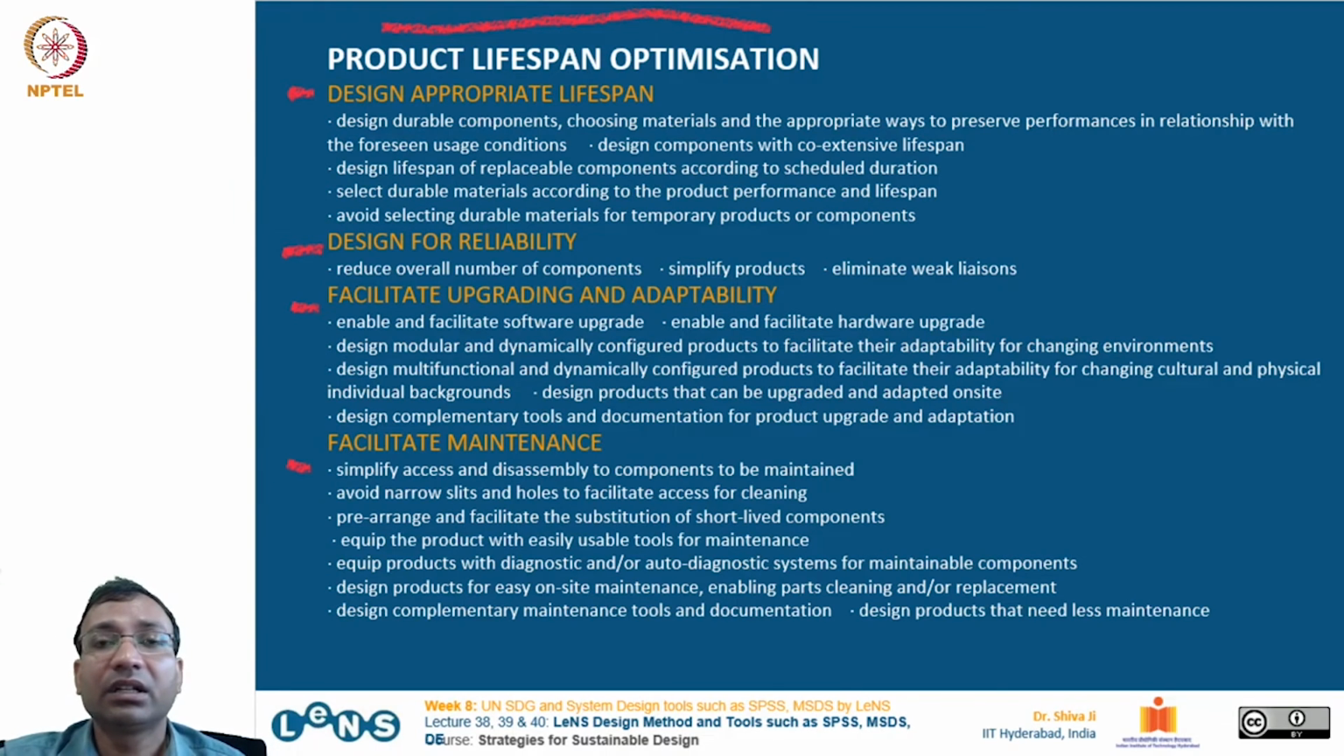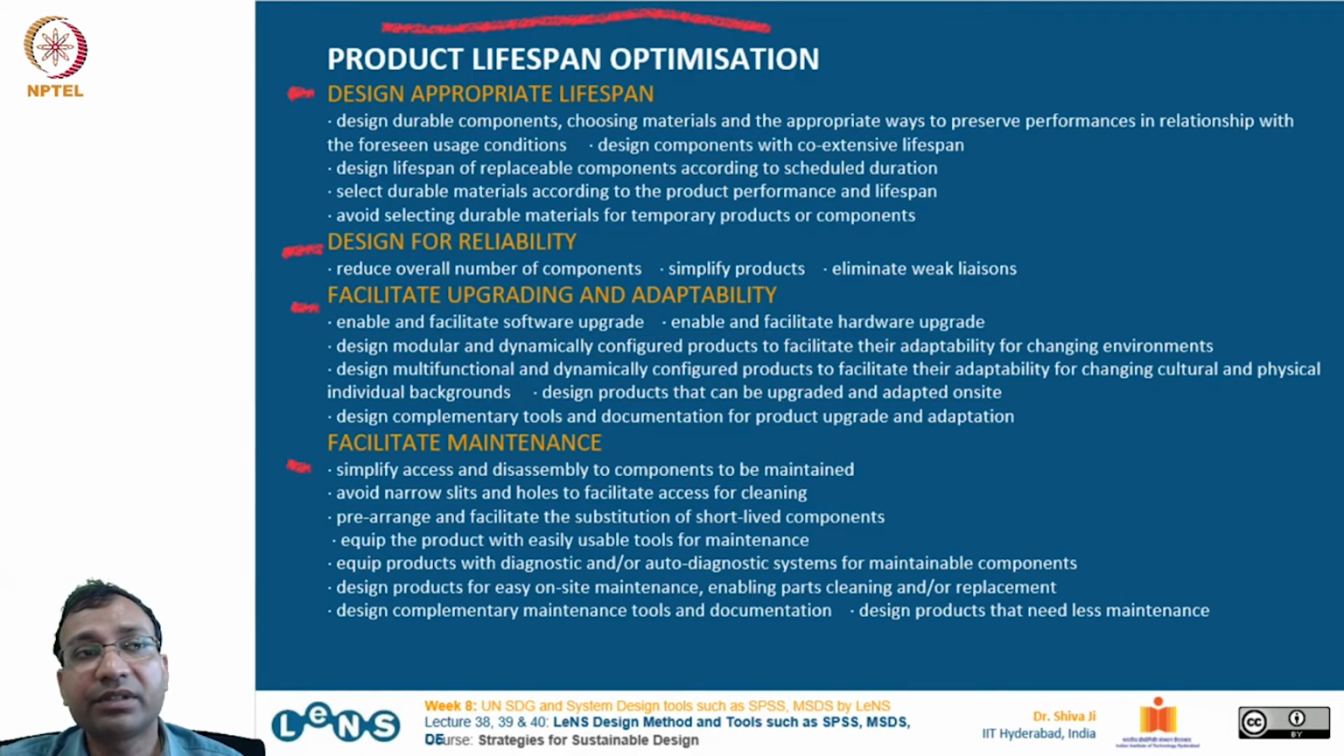There are some strategies listed here, like designing appropriate lifespan. Design durable components, choosing materials and appropriate ways to preserve performance in relationship with the foreseen use conditions. Design components with extensive lifespan. Design lifespan of replaceable components according to scheduled duration. Select durable materials according to the product performance and lifespan. Avoid selecting durable materials for temporary products or components.